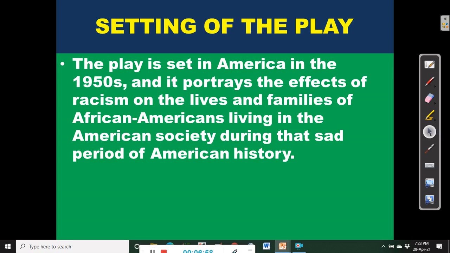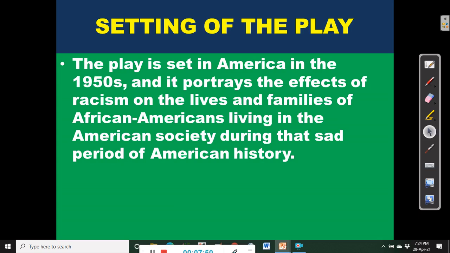Don't forget that America had an ugly past, a sad period of slavery, and even after the abolition of slavery, of course, racial discrimination continued to prevail in American society, and African Americans continued to be subjugated, continued to be oppressed. And most of the literary works written by African Americans during that period actually reflect these themes, the themes of racism, racial discrimination, oppression of the blacks by the whites, and so on and so forth.